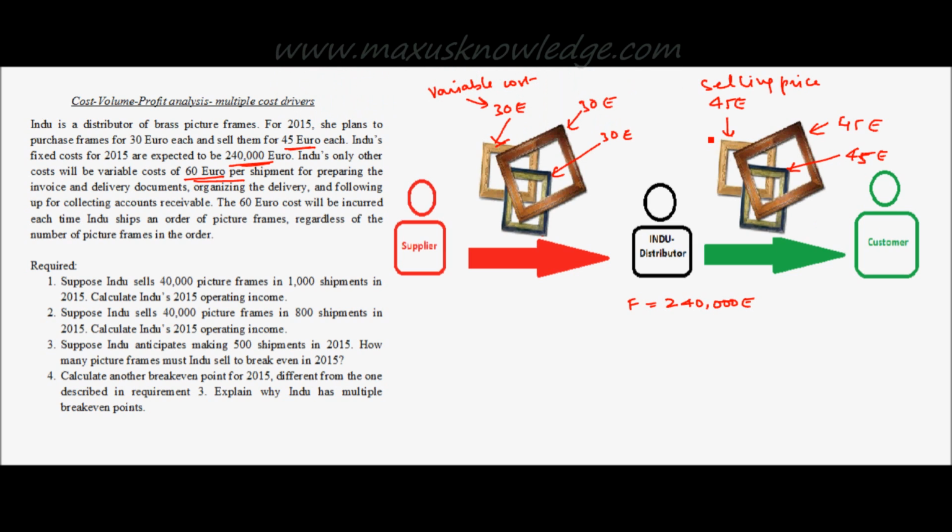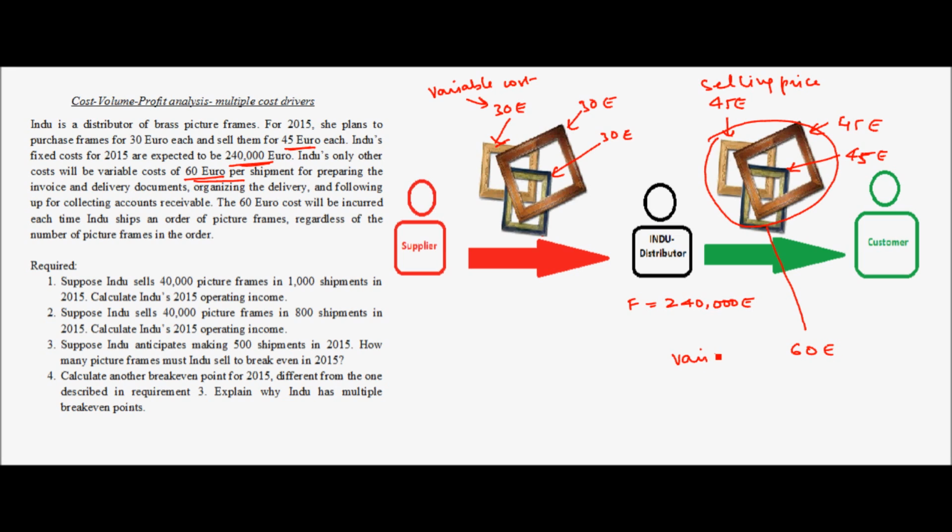So the truckload may have these 3 frames. So the selling price of these 3 frames is €45 each. The variable cost of each frame is €30 each. But when it is bundled, so this whole bundle may have a variable cost of €60 per shipment.